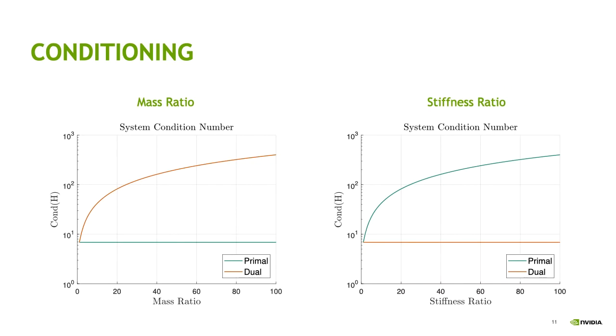And we can get some more intuition about why we see this effect just by looking at the condition number of the system. And as we increase the mass ratio, we see that this condition number for the dual problem goes up, and we have the exact mirror problem for the stiffness ratio case. As we increase it, we see that the condition number for the primal problem goes up. And so this explains why we see this slow convergence.